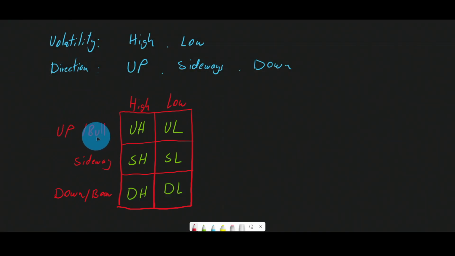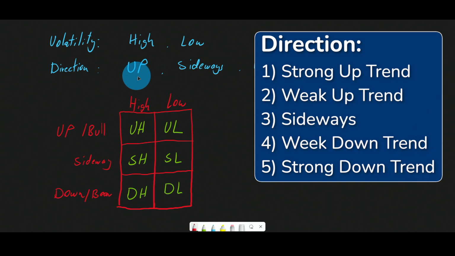Now, I put here other naming conventions. So uptrend is bull market, downtrend is bear market. It's up to you what you call them, and you get these market regimes. Now, also, you can divide this in more ways. So, for example, instead of uptrend, I can have strong uptrend or weak uptrend. And in downtrend, I can have the same.